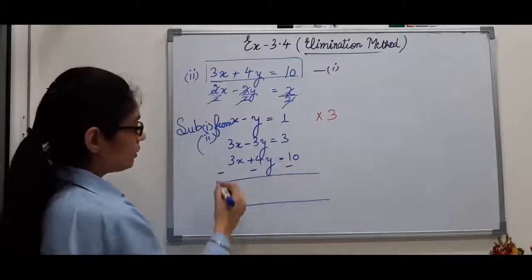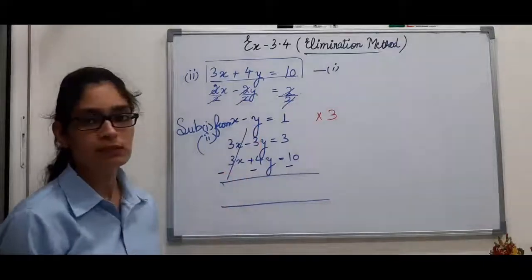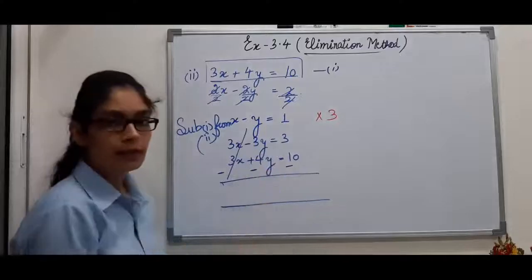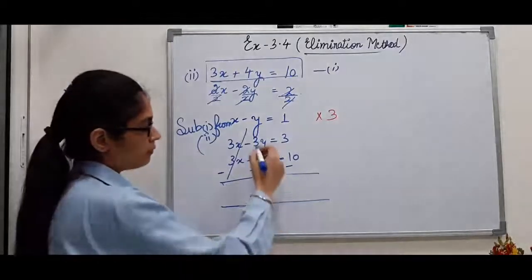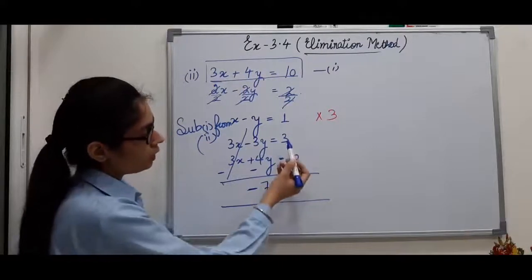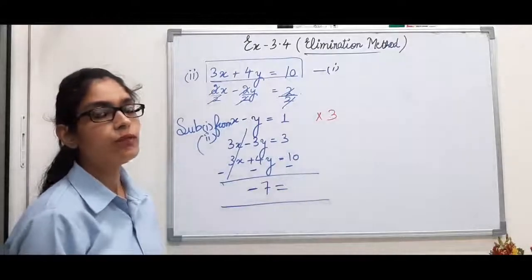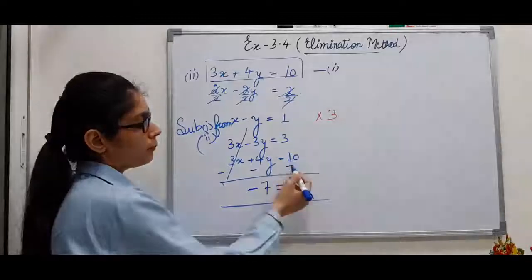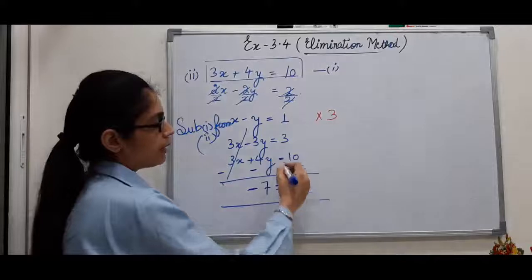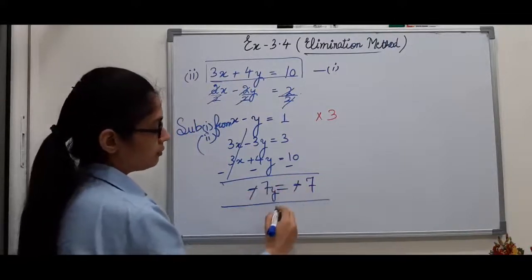Now let's simplify. 3x minus 3x will get cancelled because 3 minus 3 is 0. Now minus 3y minus 4y, minus is plus, 3 plus 4 is 7 with a minus sign, and again plus 3 and minus 10. Minus plus is minus, with the sign of the bigger number. Since 10 is a bigger number, we have minus with 10. 10 minus 3 is 7. So this is minus 7y equals minus 7. Minus and minus signs will get cancelled.